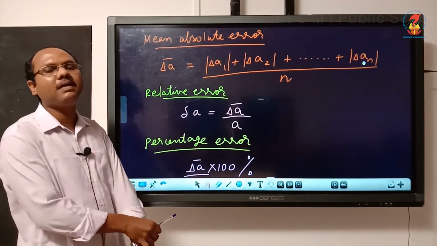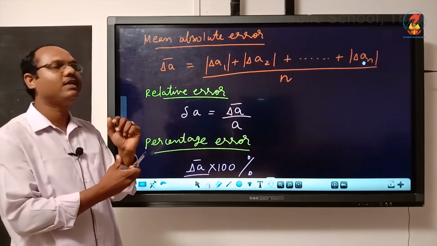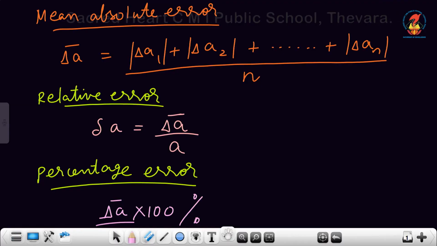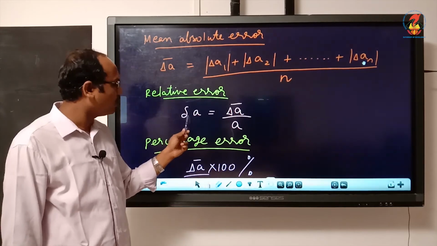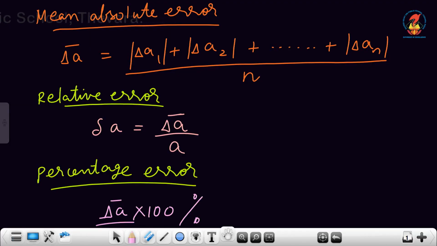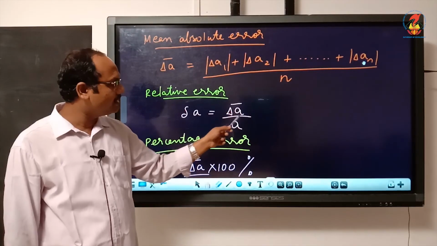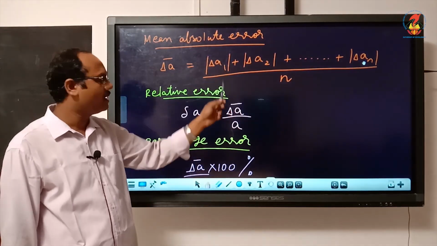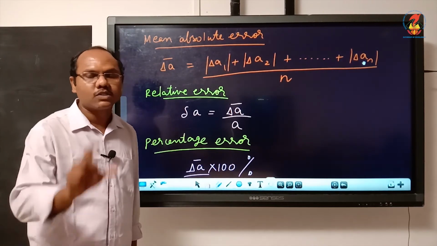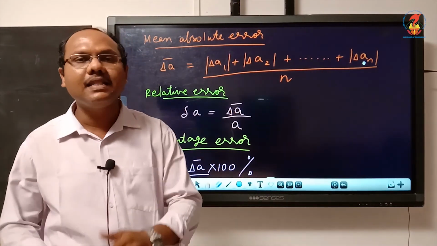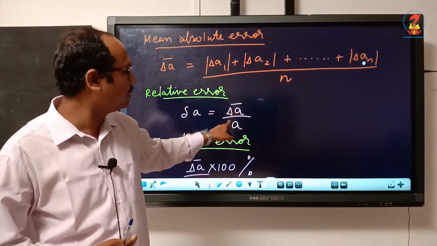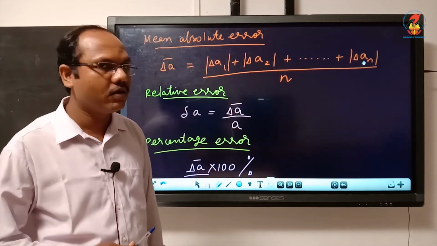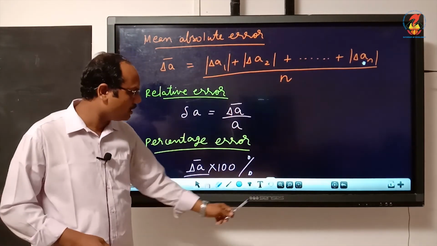Now, how will we find the relative error? So this is how you find the mean absolute error, and how will you find the relative error? Relative error is written as small delta A. This is small letter delta. This triangle shape is capital letter delta. So small delta A is equal to delta A bar divided by A. Delta A bar is the mean absolute error and A is the true value. So I can give the definition like this: relative error is the ratio of mean absolute error to the true value. Okay. So that's all about relative error.